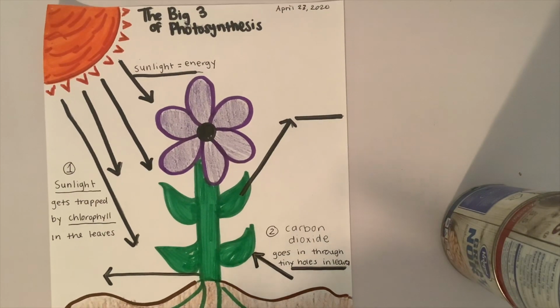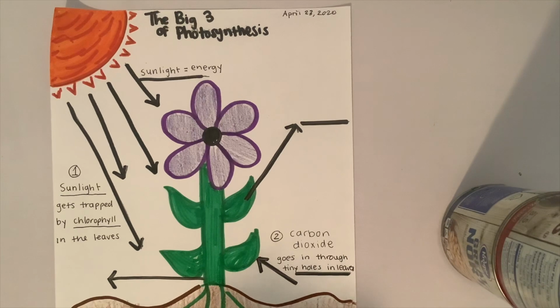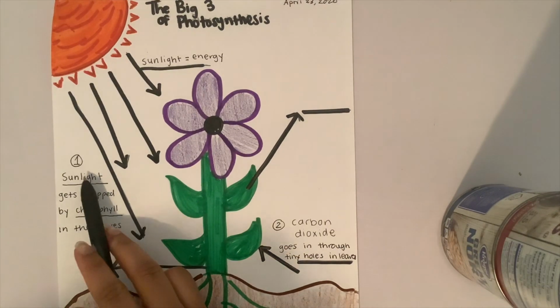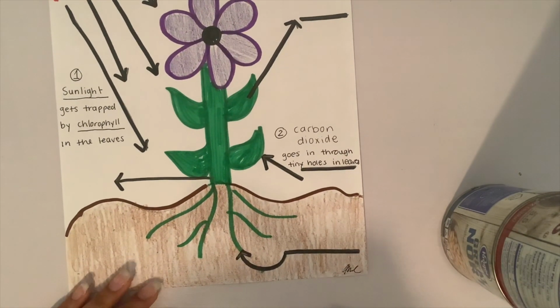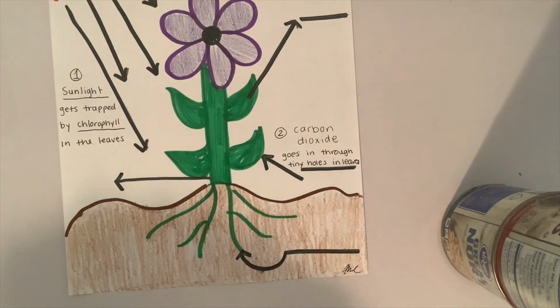Don't worry if you can't see that or you need me to slow down. You can pause the video at any time, and I'll be posting our finished diagram onto Google Classroom so that you can see if you missed any parts. All right, now we're moving on to ingredient number 3. So we have sunlight, carbon dioxide. The last ingredient that plants need to perform photosynthesis is going to be water.